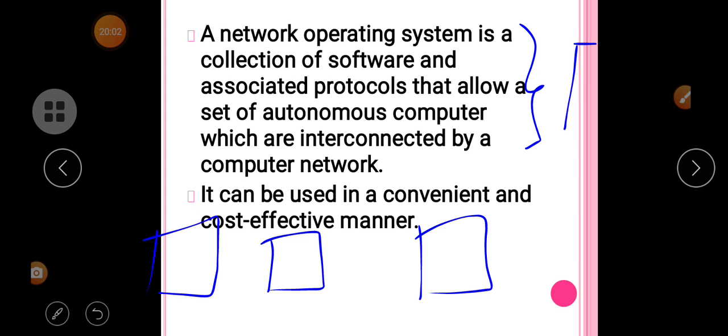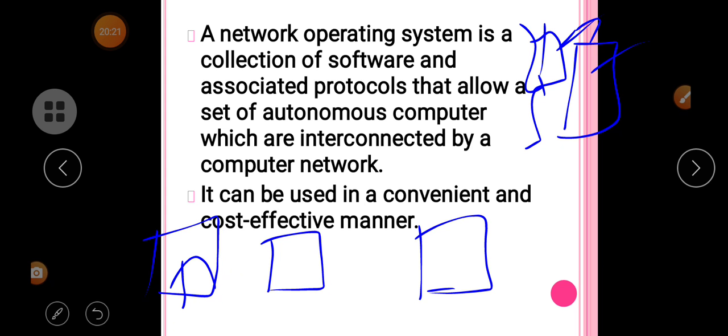And at the owner counter there will be one printer and one system. So if you give a print from another system, you can take the printout from the printer which is there near the bill counter. So this is how networking can be done.